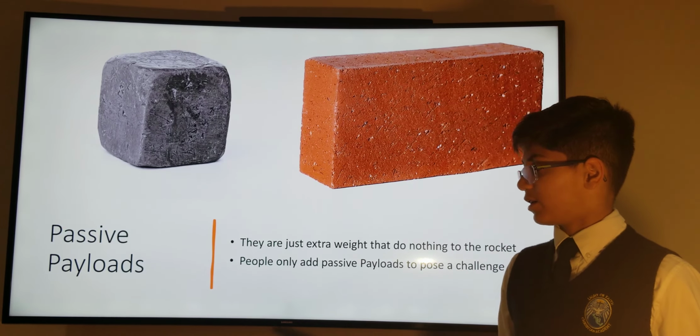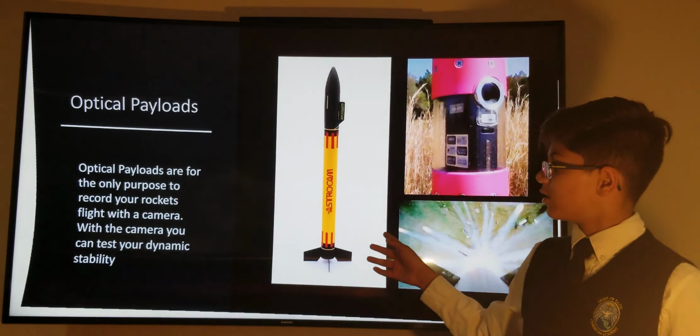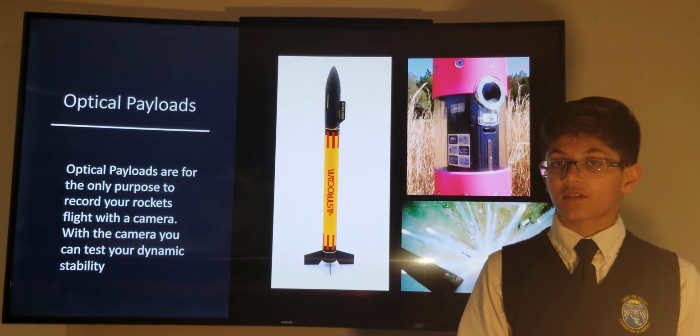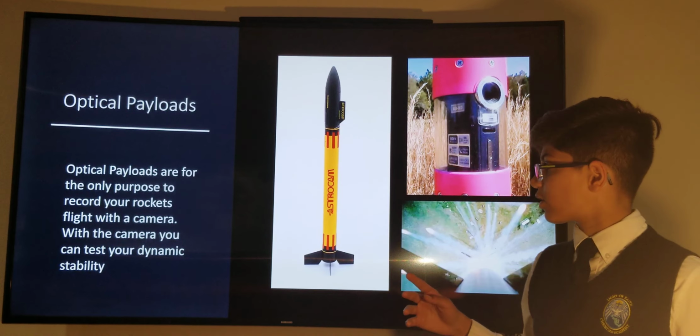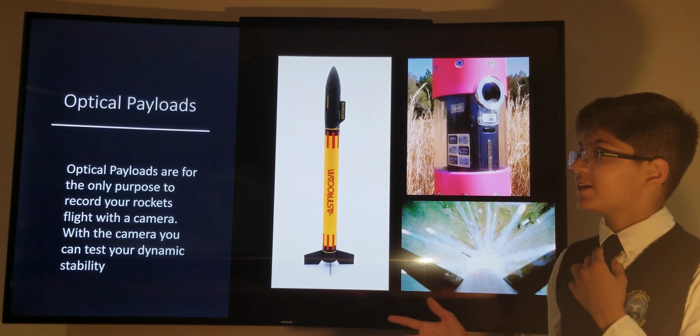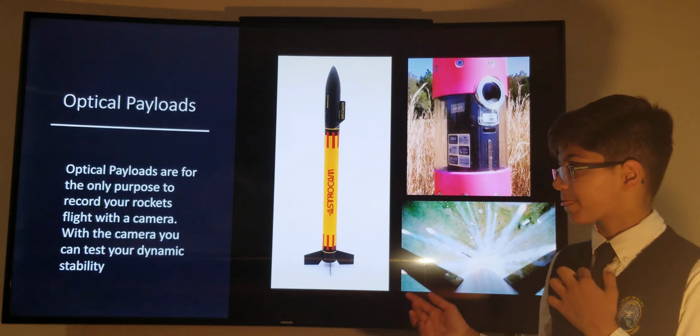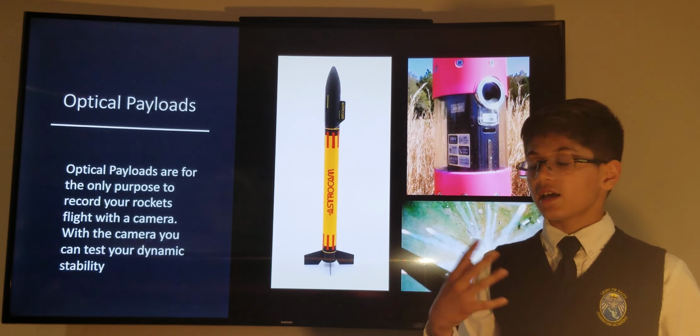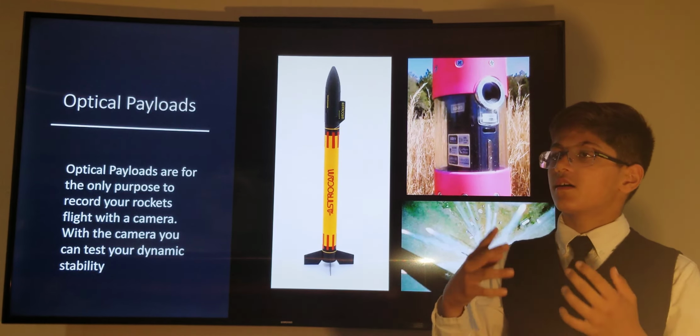The next kind of payload is the optical payload. An optical payload has one purpose, and that's for cameras, so that you can record the flight of your rocket and test your dynamic stability, which my friend Yunal is going to be talking about later. Next is electronic payloads. Electronic payloads are payloads that collect data for the rocket. An example would be an altimeter or a chute release.